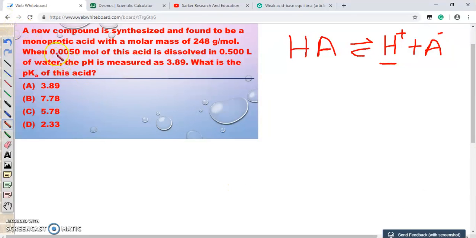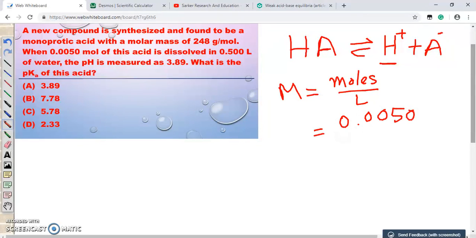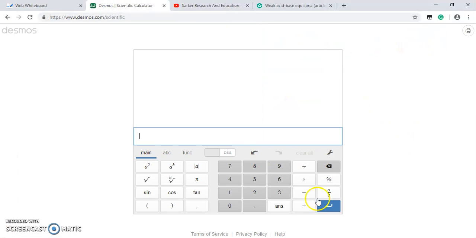So, from the question, it says 0.0050 mole of this acid is dissolved in 0.500 liter of water. So here we can find the concentration of this monoprotic acid in terms of molarity. We know that molarity is the number of moles of solute dissolved in 1 liter of water. So in this case it will be 0.0050 divided by 0.500.